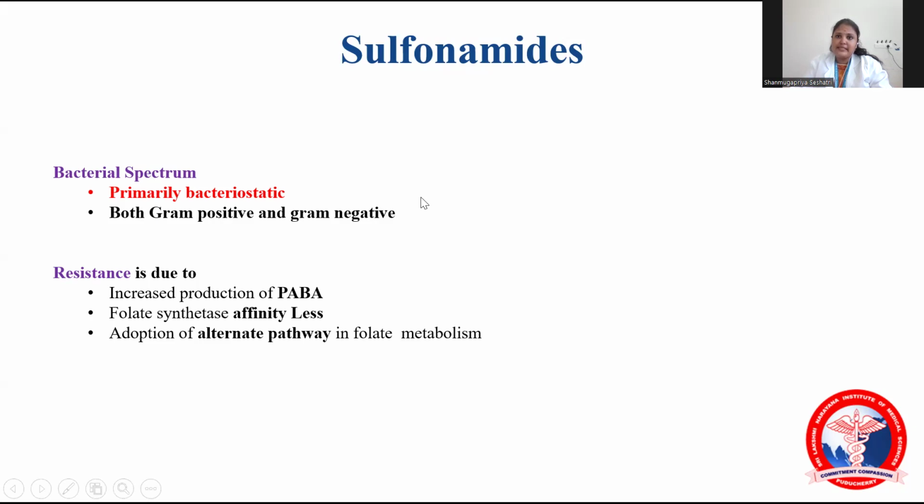Okay, so coming back to the topic, sulfonamide resistance. We already told that para-amino benzoic acid plays a key role in the synthesis of folic acid. So if there is increased production of para-amino benzoic acid, this can cause drug failure. Coming to folate synthase affinity: if the affinity of your folate synthase enzyme is less, there can be a decrease in folic acid synthesis, which can also cause drug failure. Coming to the third point, adoption of an alternate pathway. Instead of depending upon para-amino benzoic acid, if the bacteria adopts an alternate pathway, even in that case, the patient can develop resistance.